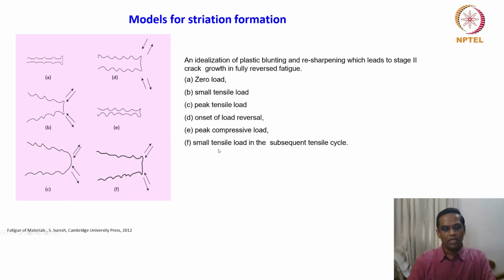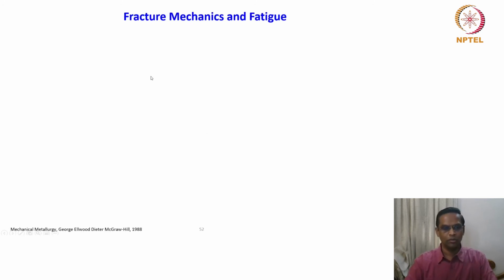So again, a small tensile load in the subsequent tensile cycle leads to this. So this becomes this, but you can see the length has been increased compared to this one. The arrows show the slip direction, and this is proposed by Laird. This is a model mechanism for the striation formation, because striation is the characteristic of fatigue loading alone. That's why I just want to bring this idea in for completion.